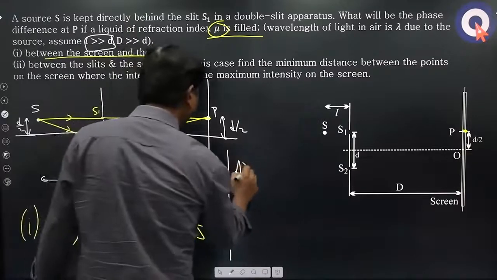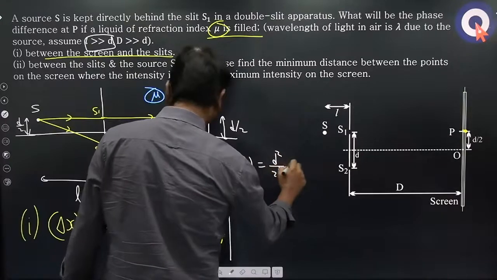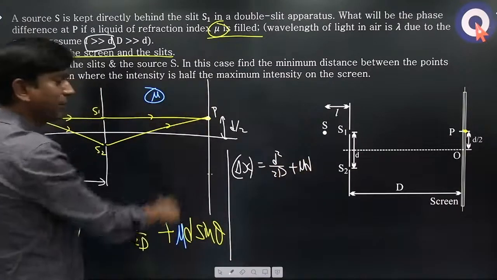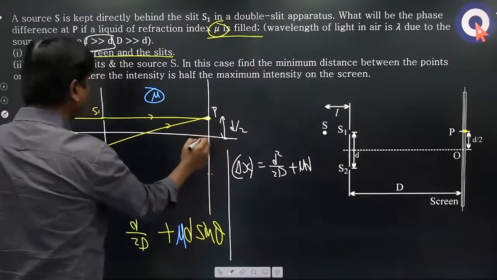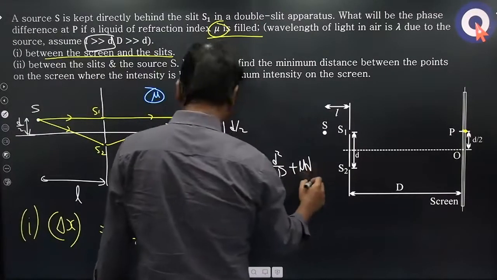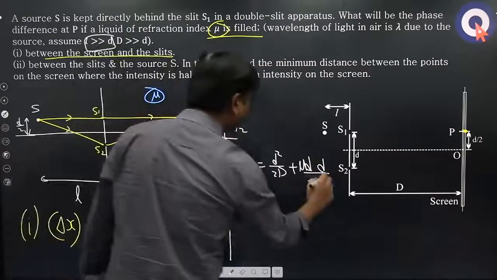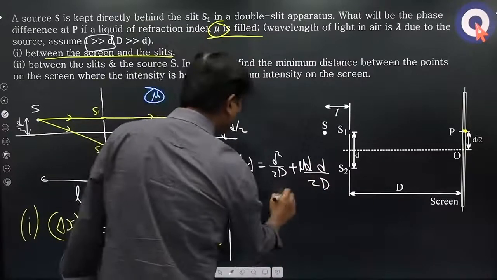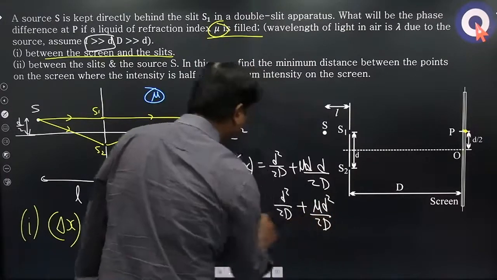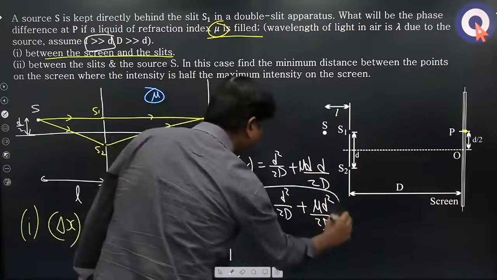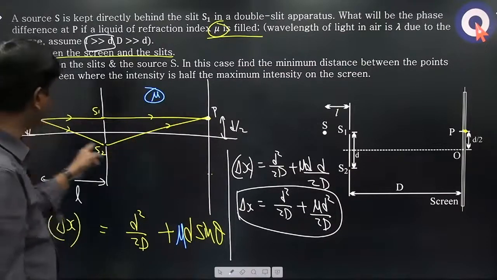So path difference net is equal to d square by 2D plus nu d into sin theta. Sin theta is approximately tan theta. Tan theta is equal to y by capital D, correct? So y is d by 2 by capital D. So you can write d by 2 by capital D. Okay, so that means d square by 2 capital D plus nu into d square by 2 capital D. This is the path difference, right? Net path difference between SS1P and SS2P.